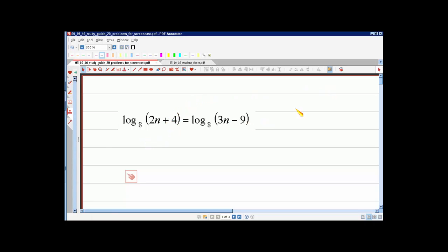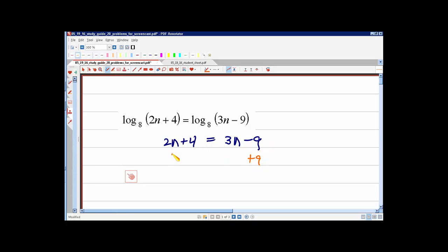Okay, the first kind of log equation is probably the easiest kind, and that's when you have one log equal to another log, and that's all you have. In this case, all you need to do is equate the arguments of the logs. So for this problem, I'm going to do 2n plus 4 equals 3n minus 9, and then I'm just going to solve that equation for the variable.